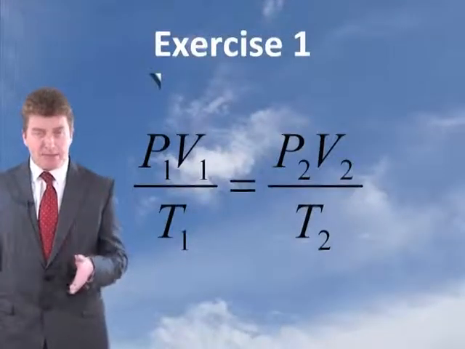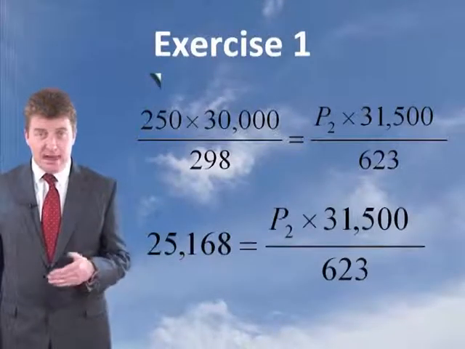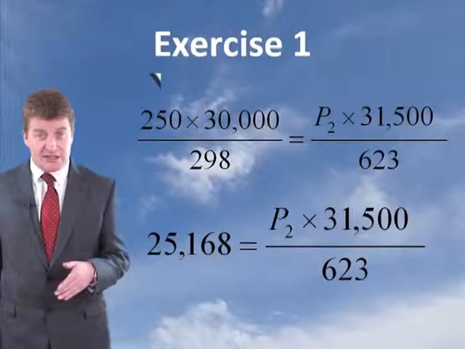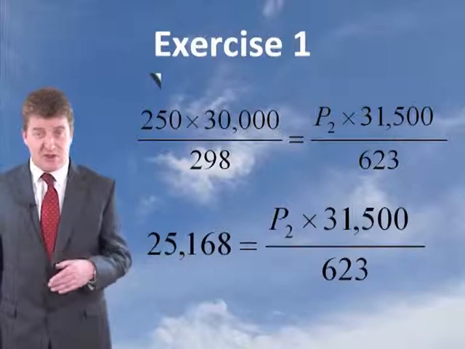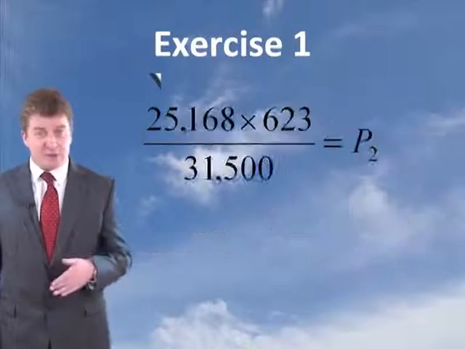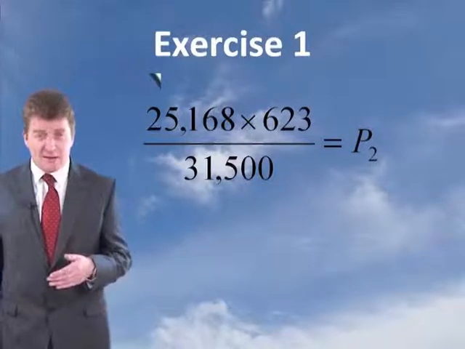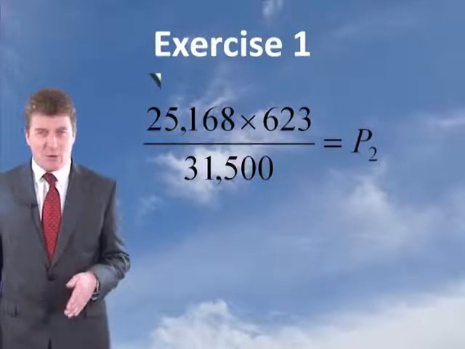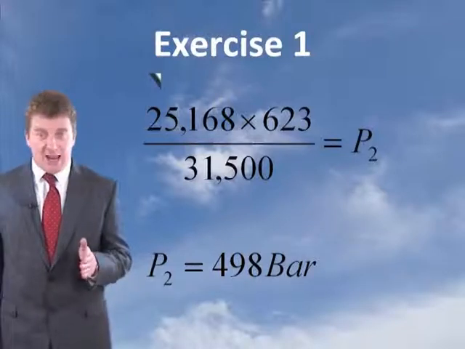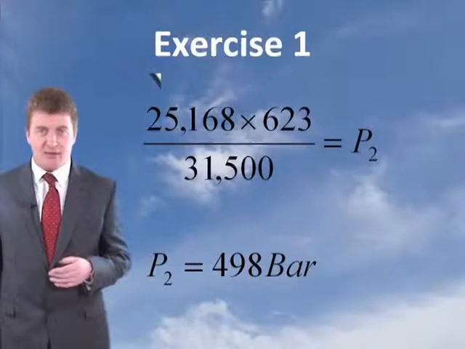Now if you put those in, as you can see here, and multiply it out, you get this at this point: 25,168 equals P2 times 31,500 divided by 623. If you transpose that again, you get this formula. Therefore, multiplying it out, you get P2 equals 498 bar. That's the answer, 498 bar.